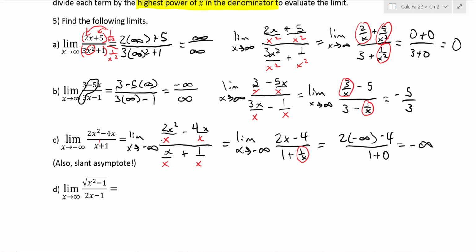All right, D is a little different in that we've got a square root involved. So dividing by that power of x is going to look slightly different. But we still got this infinity over infinity if we substitute our infinity in for x, or substitute a giant value in for x. So we're going to divide by that highest power of x in the denominator. All right, and that's all we really have to work with right now. So our limit as x approaches infinity of the square root of x squared minus 1 over 2x minus 1.